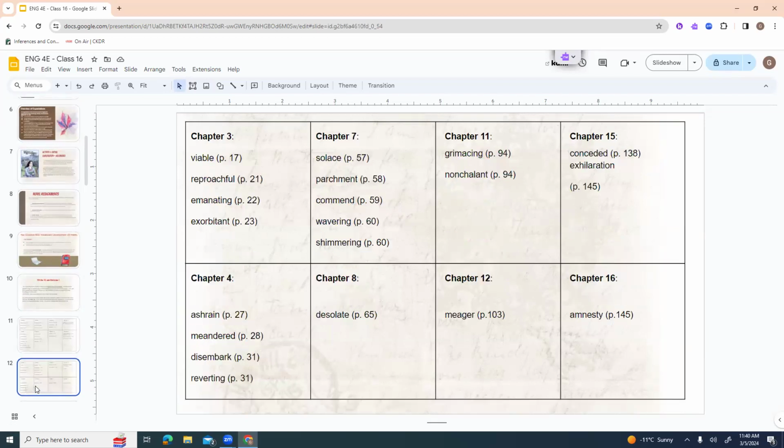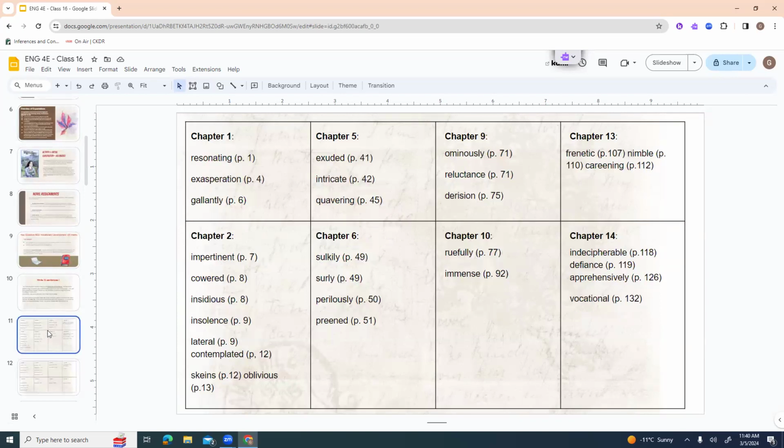Chapter 3: viable, reproachful, emanating, exorbitant, ashran, meandered, disembark, riveting. Here we go. Exuded, intricate, quavering, sulkily, surly, perilously, and preened.